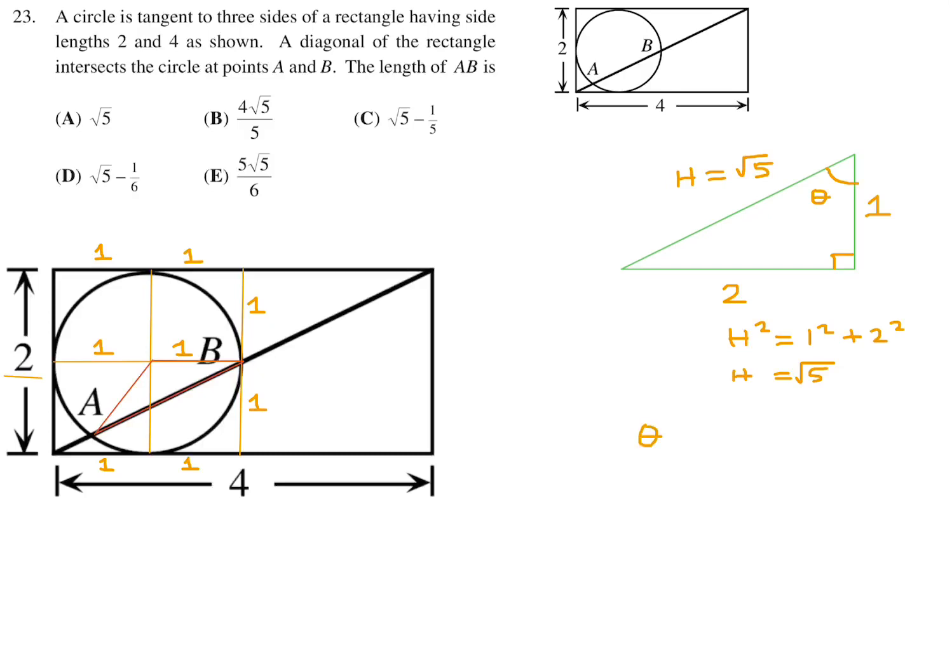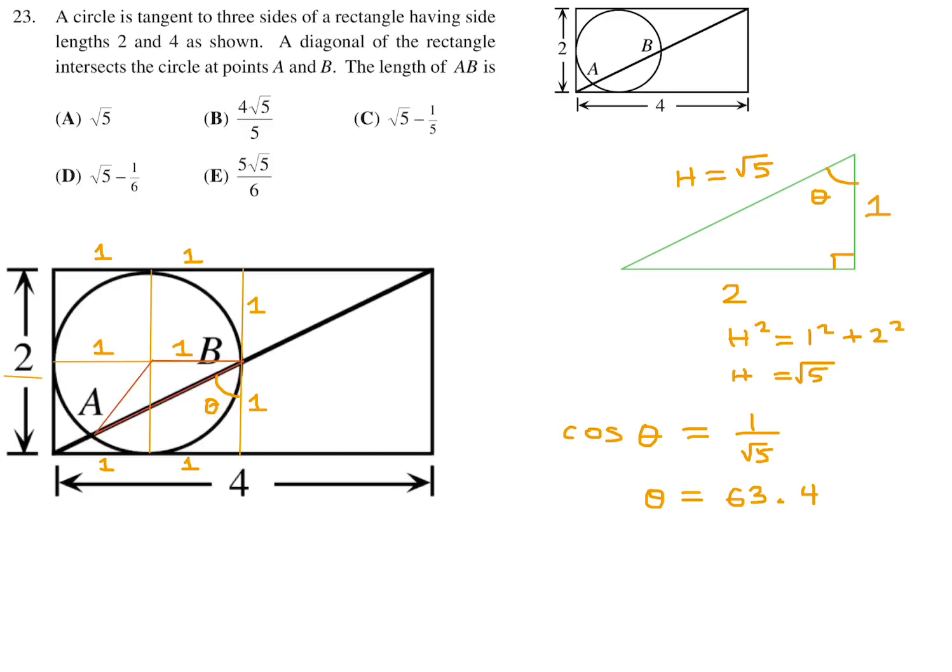You can use simple trigonometry, any one you want, sine, cosine, doesn't matter. You can use cosine. Cos of theta is equal to what? 1 over root 5, like that. And therefore, you can do this in your calculator. Theta will be equal to approximately 63.4 degrees. All right? So I'll now label the theta into this diagram. This is theta right here.